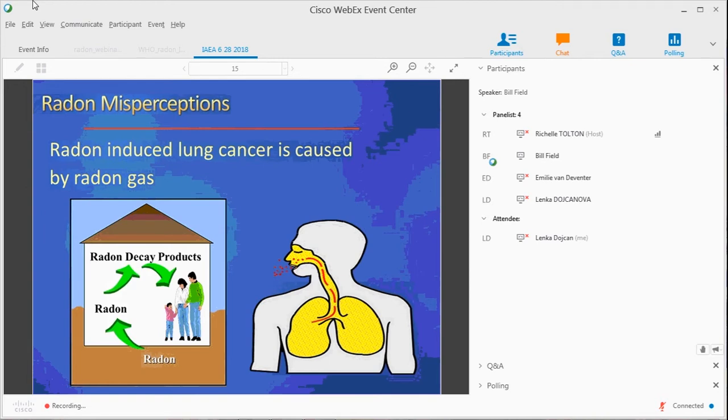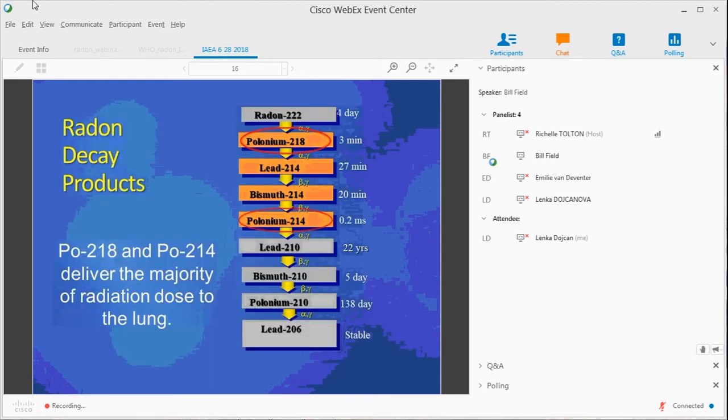Another radon misperception that the healthcare providers had was they really thought it was the radon gas causing the lung cancer. They weren't aware of the radon decay products. And as you know, it's not really the radon gas itself that causes the majority of lung cancers attributed to radon. It's really those two radon decay products, polonium-218 and polonium-214, that decay by alpha decay and contribute the greatest radiogenic dose to the lungs. So that was something that they weren't aware of.